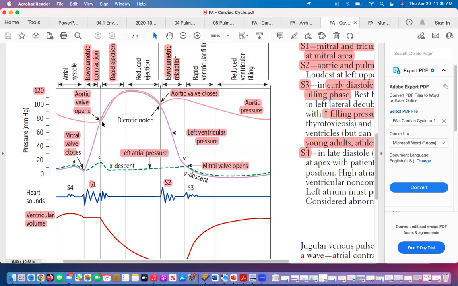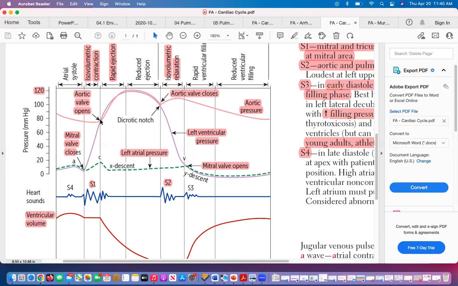As you know, in order for us to open a valve, such as the aortic valve in this case, we need our ventricular pressure to be higher than the aortic pressure. So if you look at this point, you see that it's around 80 millimeters of mercury. That is the pressure that the left ventricle has to overcome. So the moment that the pressure is a little bit higher than 80, we can open the aortic valve.